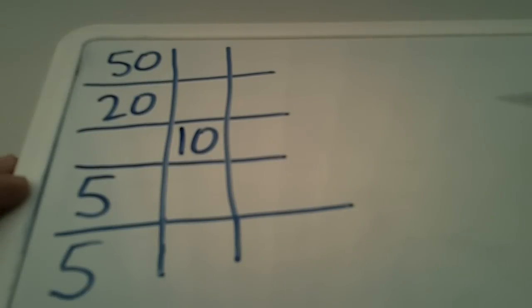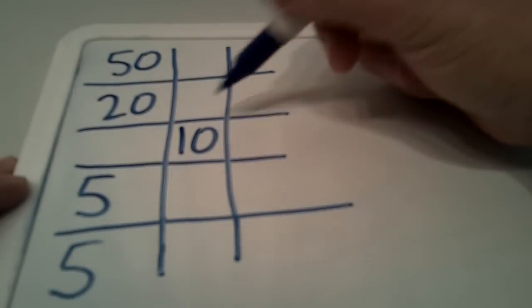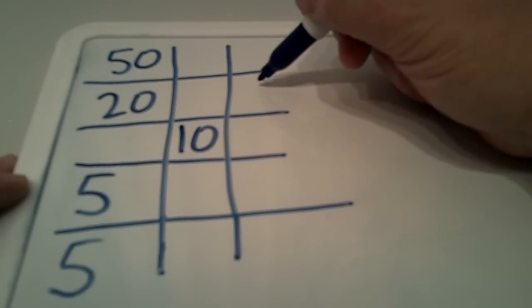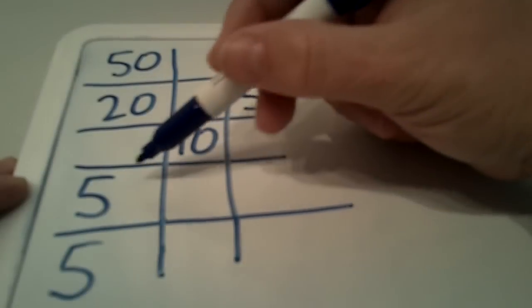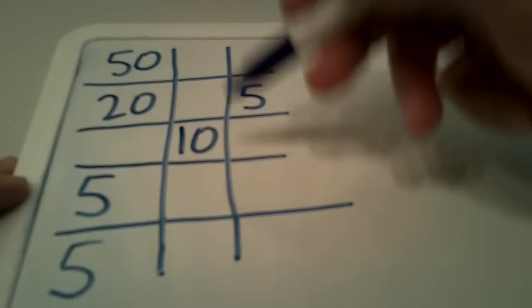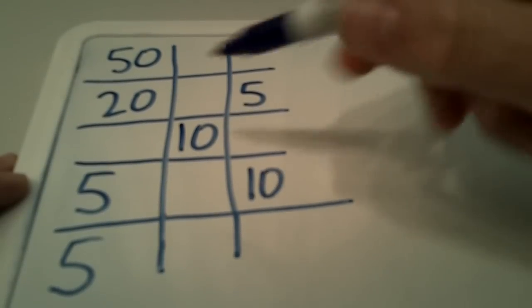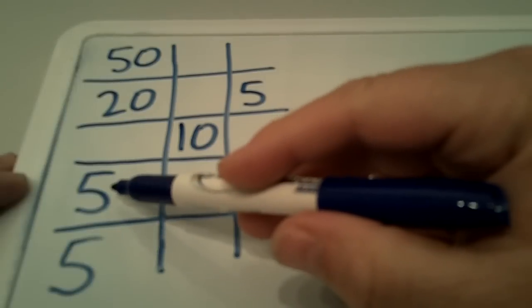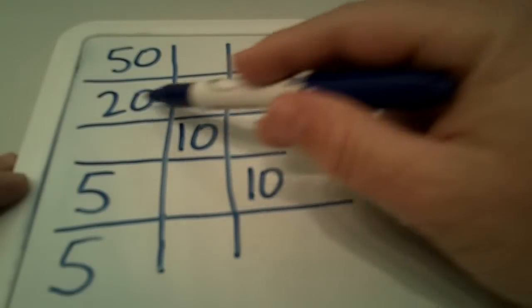The next thing we'll do is work it diagonally, just like we normally do with an alligation, except there's a little bit of a twist, so pay attention here. Going this way, the difference between 5 and 10 is 5. The difference between 20 and 10 is 10.